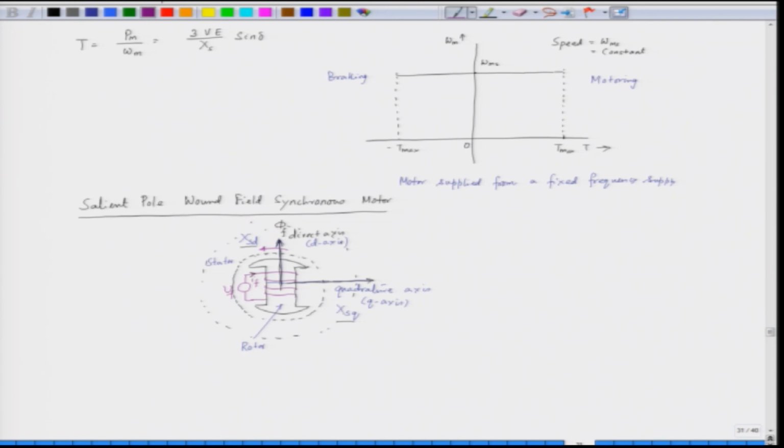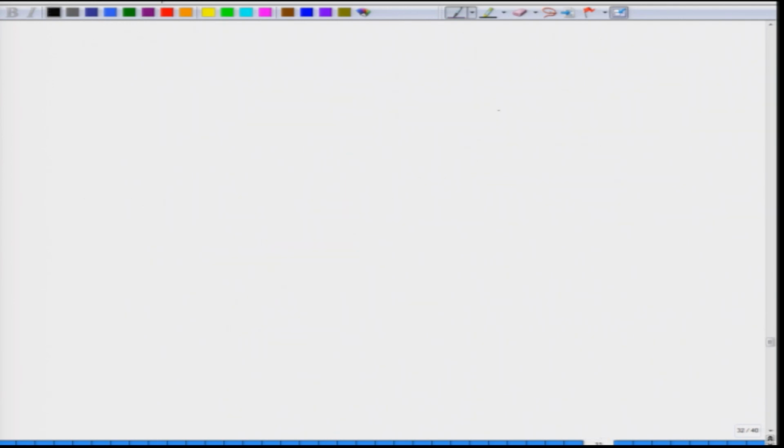So, we can draw the phasor diagram as follows. We start with the d axis, that is the axis of the field pole. So, we show it by means of a pole structure. So, this is the d axis, and the q axis is at right angle to the d axis. This is the q axis.